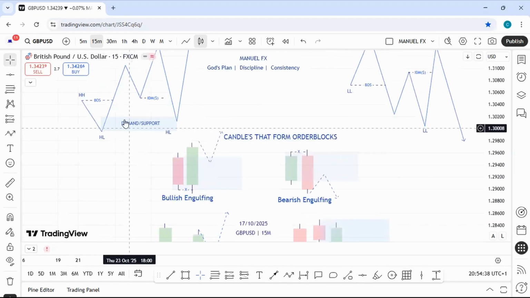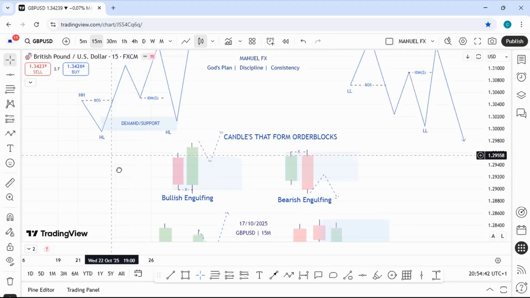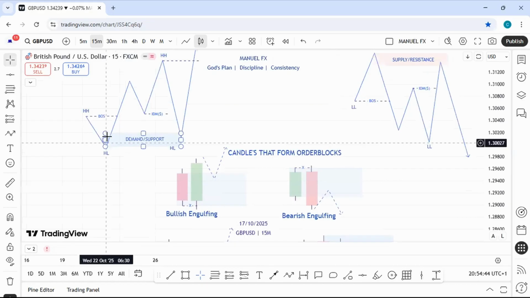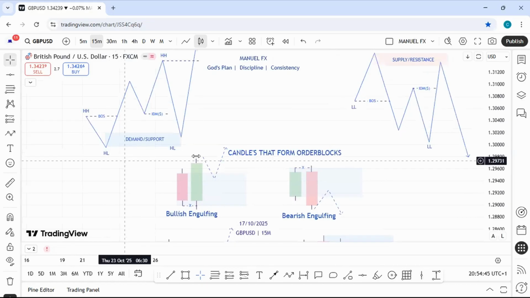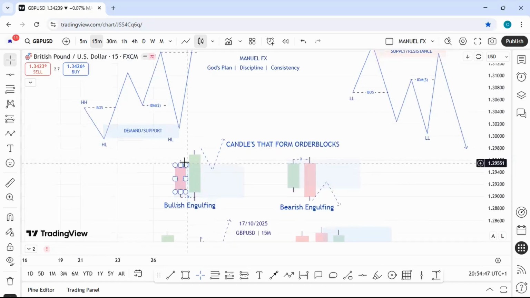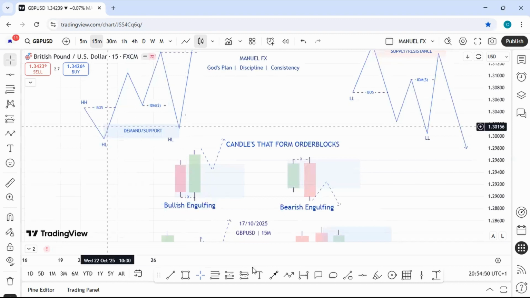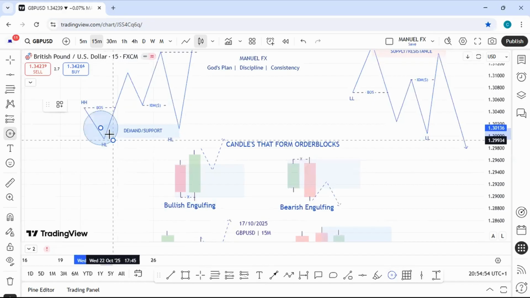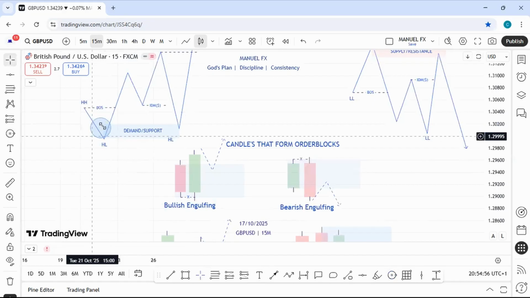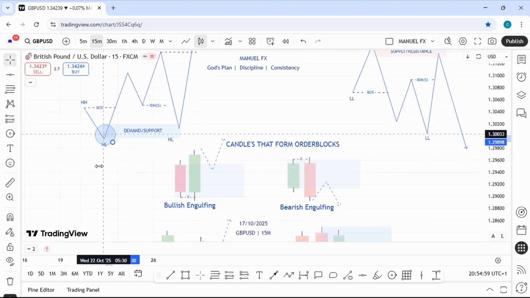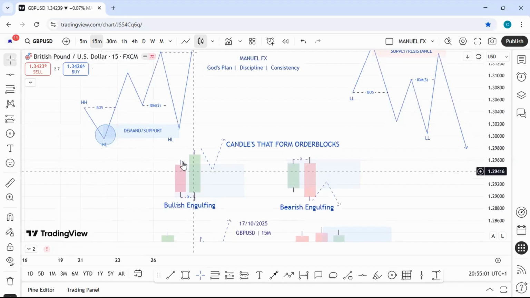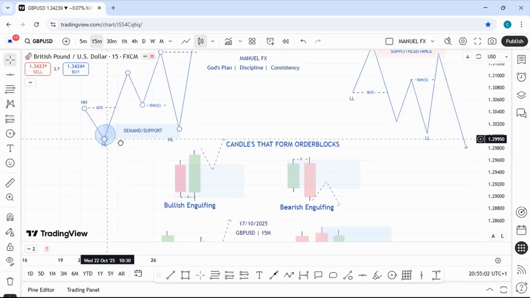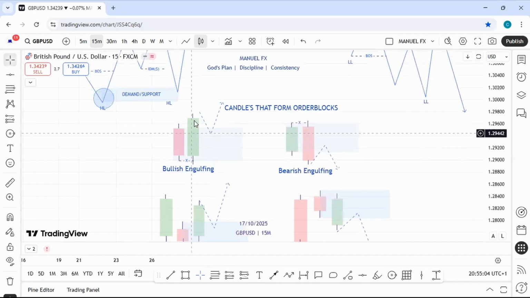Understand something? I told you that these POIs are found directly above the higher low. So directly above the higher low, I want to see this candle, I want to see this formation happen around this zone. Let me mark it out. I want to see this formation happen around this zone. And what do I want to see? I want to see a long candle.